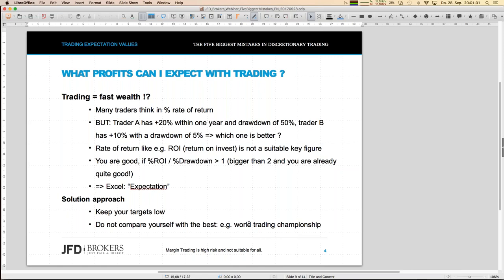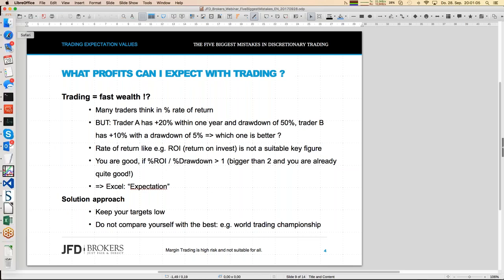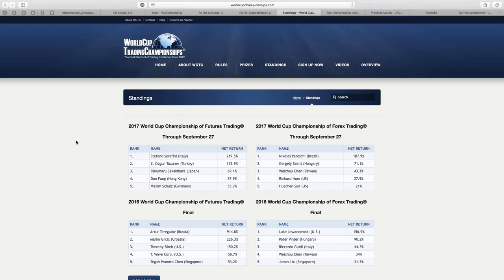So let's nevertheless have a look at that World Trading Championship and the current standings. 9 months are more or less over. There are two championships. One is for futures trading, one is for forex trading. Let's first focus on forex trading, which is more common to what we are doing here. You see the best five. The best one is at 100, and already the fifth is at 21. You can imagine how that row would go further down if you would see the results of who is ranked at 10, 20, and 100. So let's look at the one at the fifth rank, 21% after 9 months. Those are the best you can see.